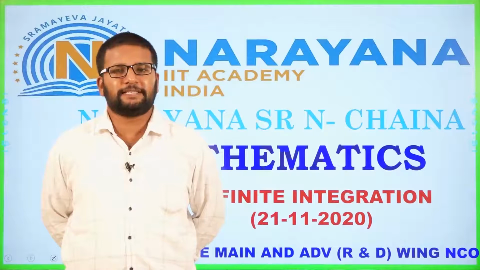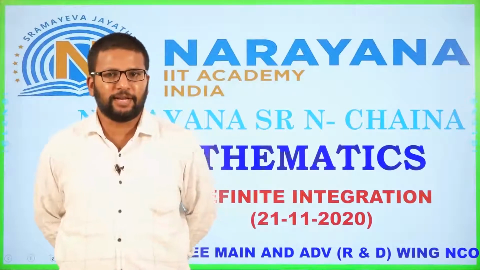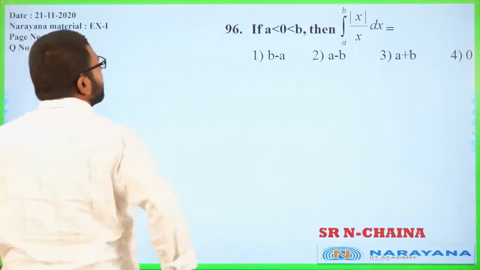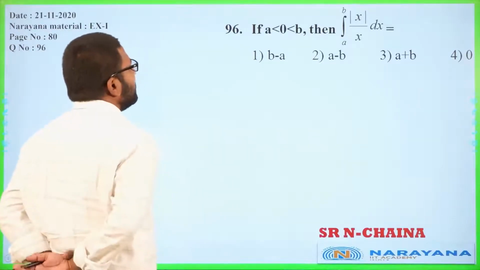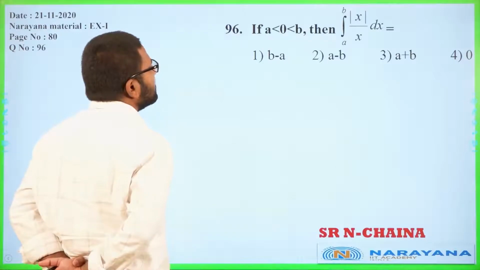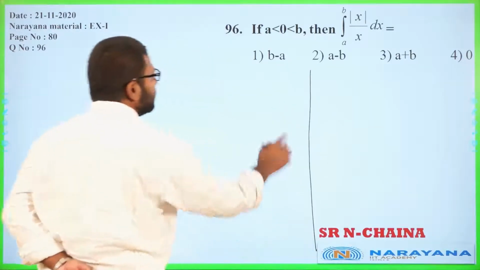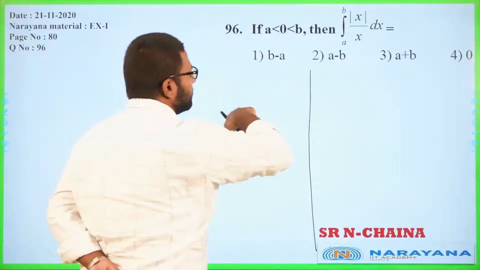We are going to be practicing some basic questions from definite integration. Alright, let's start. If 0 lies between a and b, then integral a to b mod x upon x dx. Alright, so look at that. A is given to be negative and b is positive.